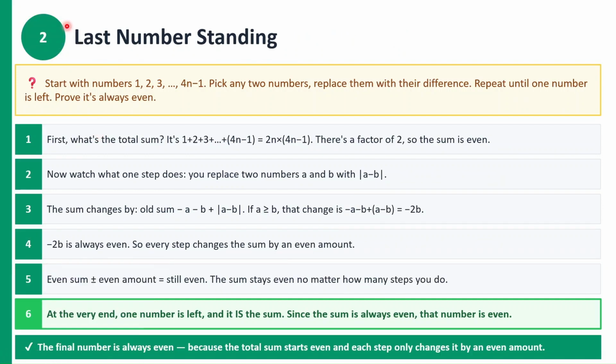Okay. So start with numbers from 1, 2, 3 up to 4n minus 1. Pick any two numbers, replace them with their difference. Repeat until one number is left. Prove it's always even. Okay.